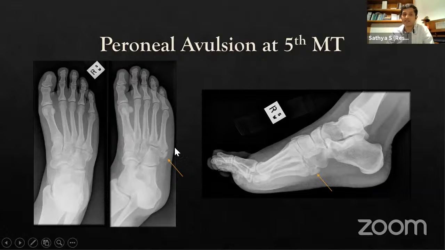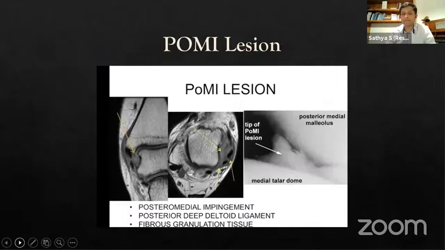This is not a Jones fracture. This is different to the Jones fracture. The Jones fracture happens here, just above the base, or closer to the junction between the metatarsal shaft and the base. So this tells us, okay, this person underwent surgery and peroneal reconstruction also, and felt much better, and the pain was a lot better.